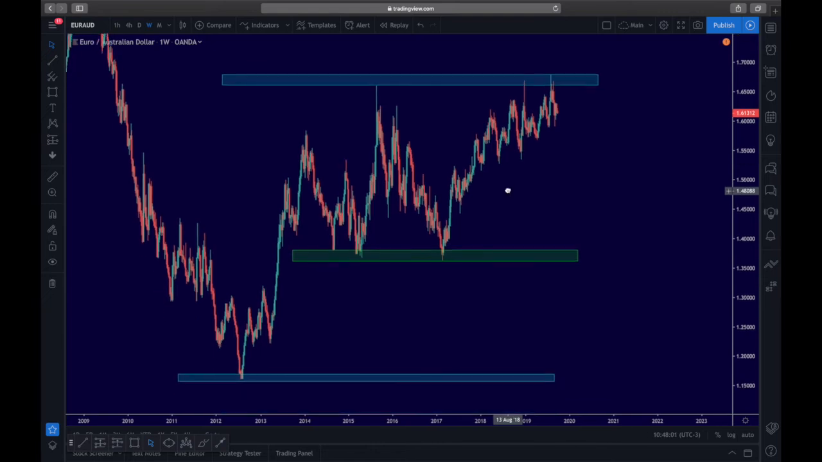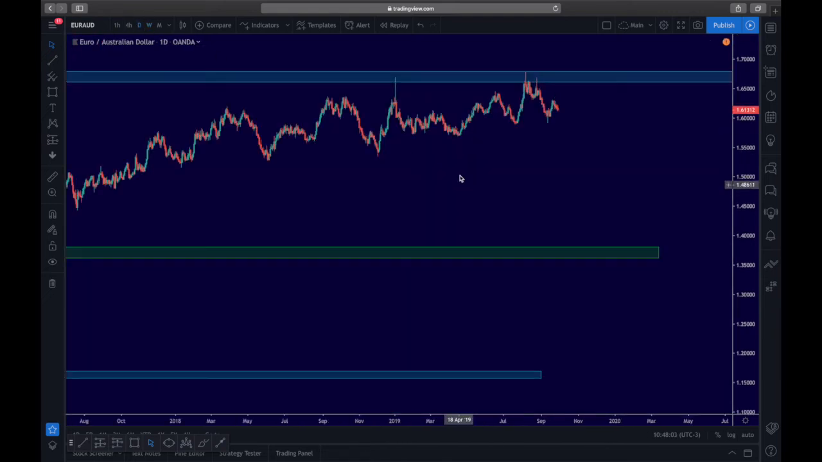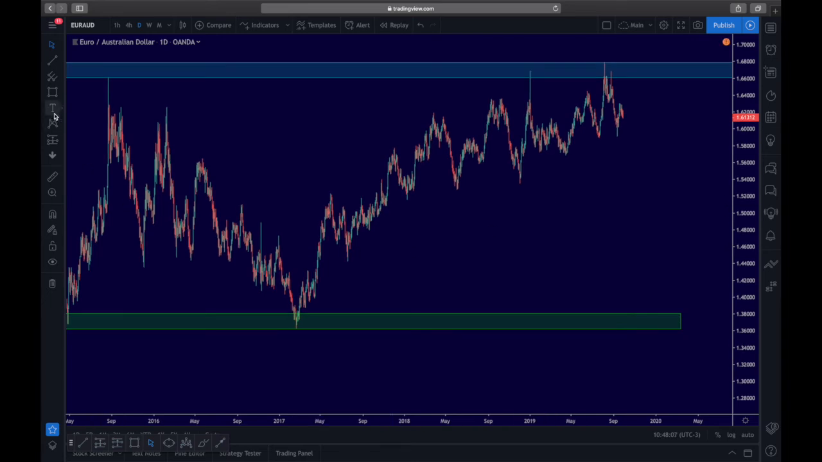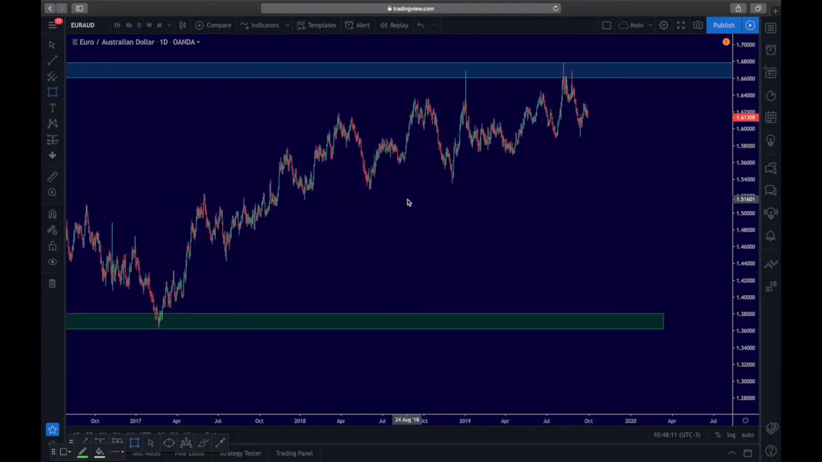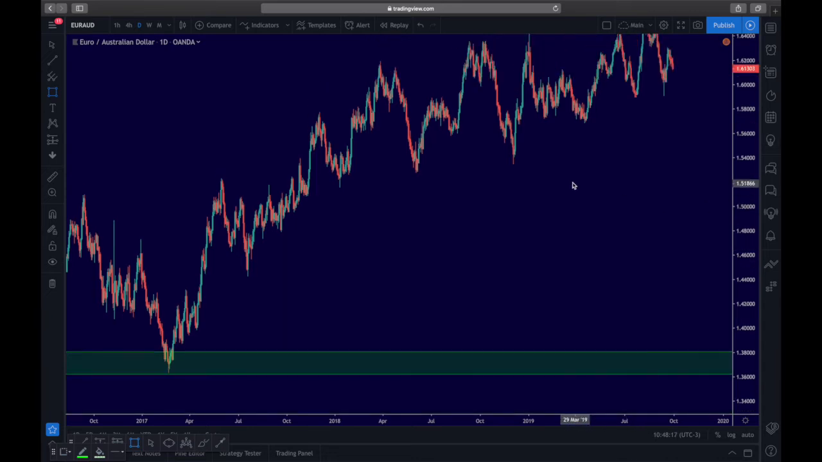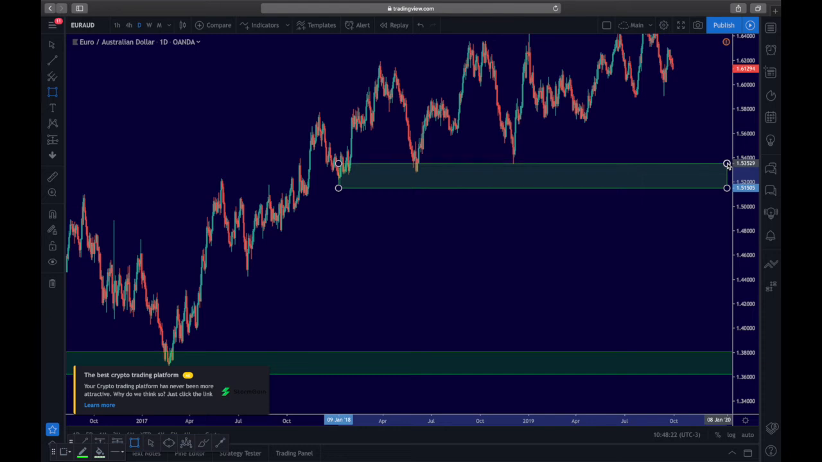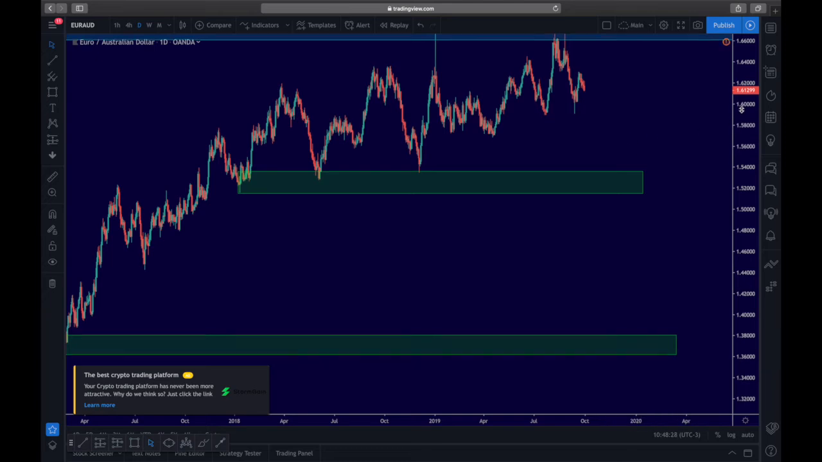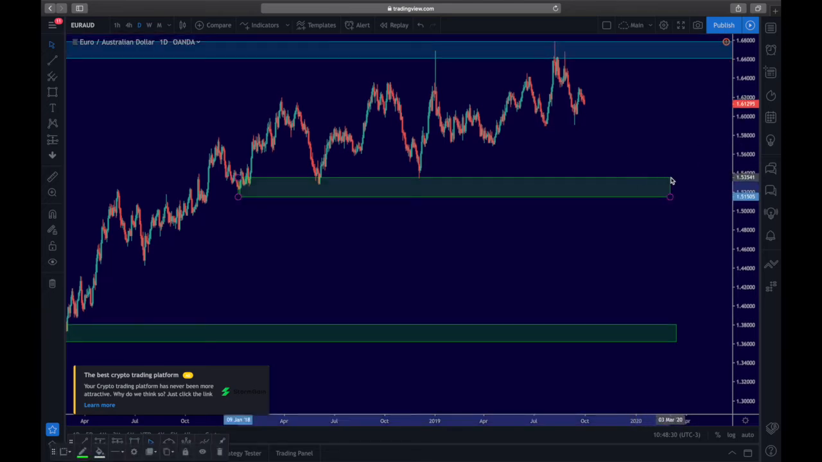I would then take it down to the daily. And on the daily, I would be looking at an area of support here. So if we zoom in here, I'll be looking for the bottom of this wick there to the top of that wick there. So we see we've got 1, 2, 3 rejections on this zone here. So that's a nicely lined up support zone.